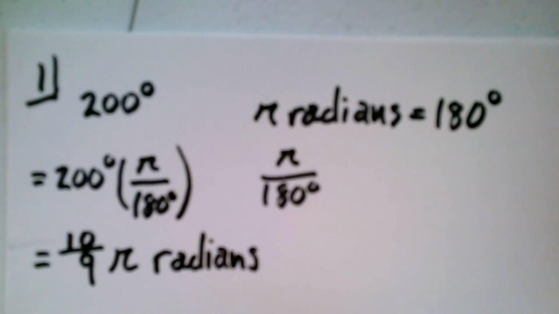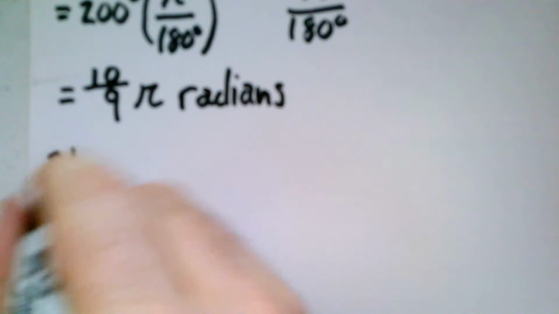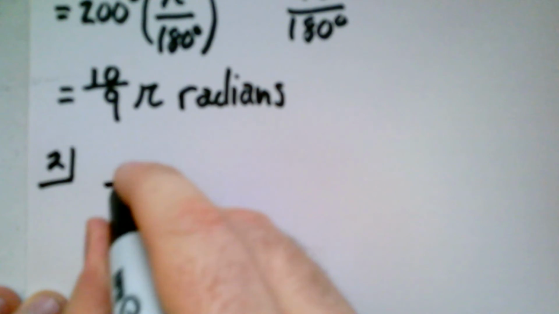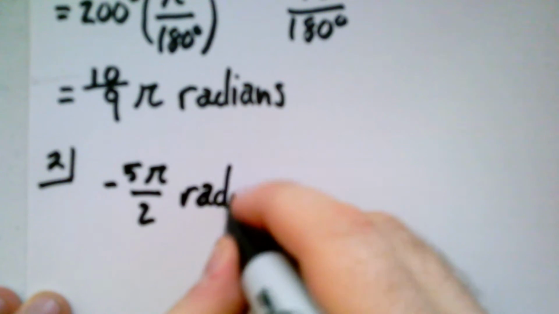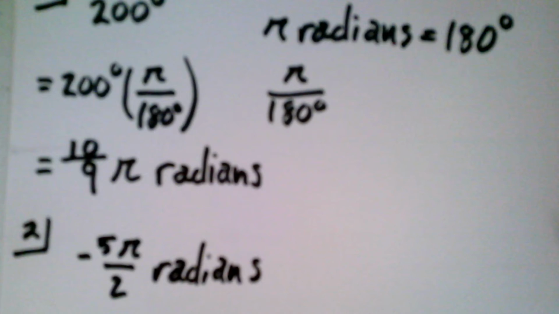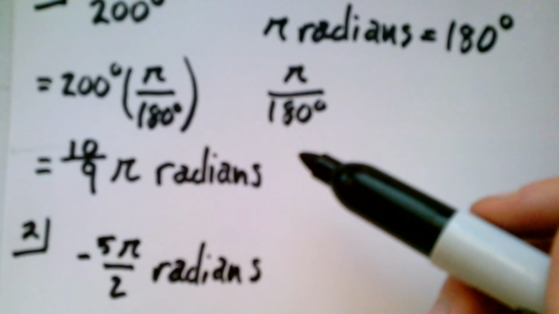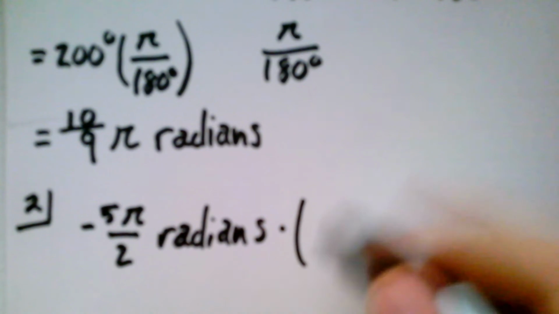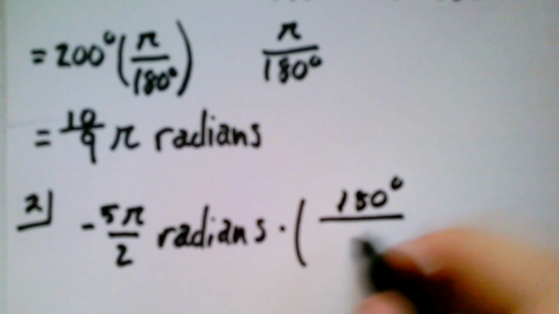Let's do one the other direction just for the sake of completion. So convert something from radians to degrees. How about -5 pi over 2 radians? Well, we want to cancel radians, so instead of using this fraction with the degrees on the bottom and the radians on the top, we're going to multiply by the reciprocal, with degrees on the top and radians on the bottom. So let's multiply by 180 degrees on top and pi on the bottom.